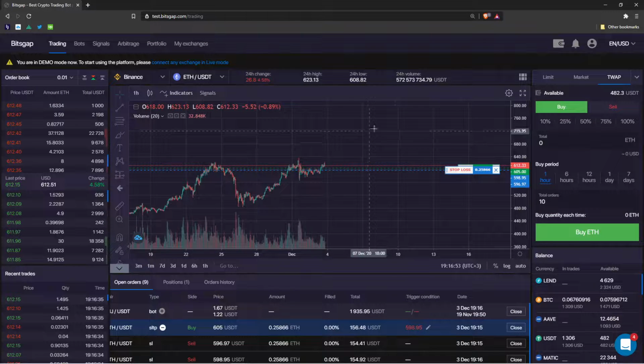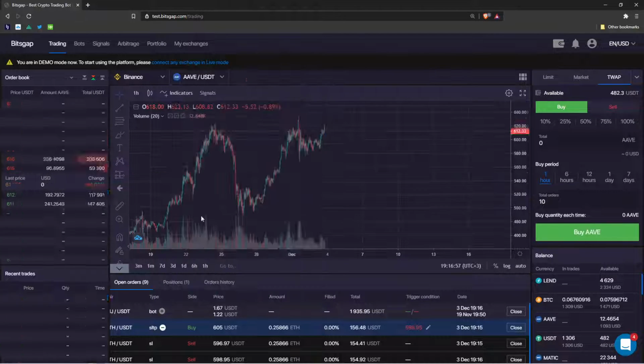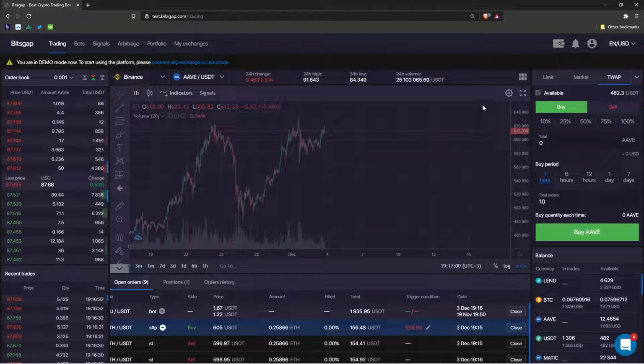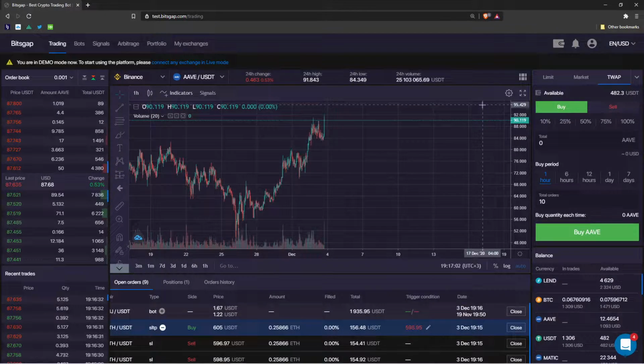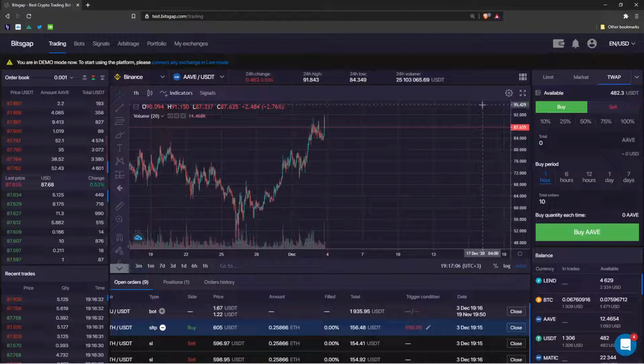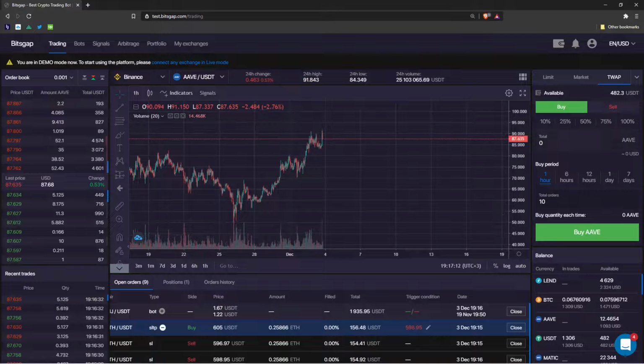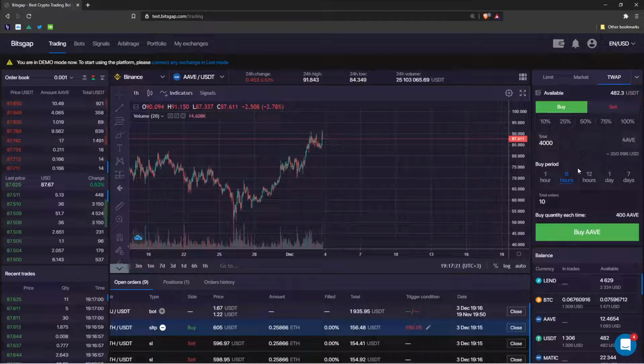The TWAP order. So the TWAP order, and let's use another coin. Let's use AVUSDT. The concept of this order is to sell or buy the crypto proportionately within a certain period of time. So let's say I want to sell 4,000 ADEs within the period of 6 hours with 50 orders.